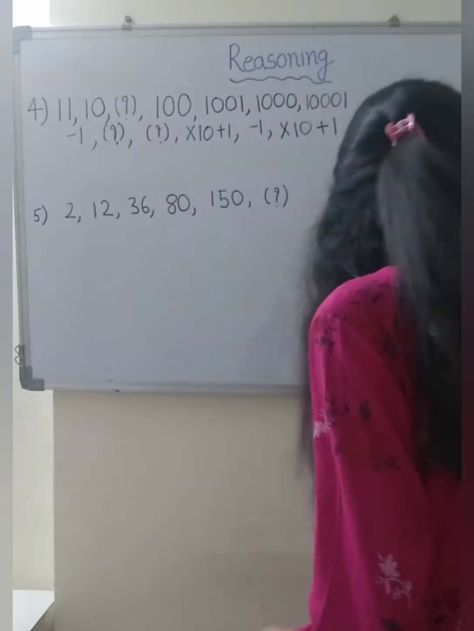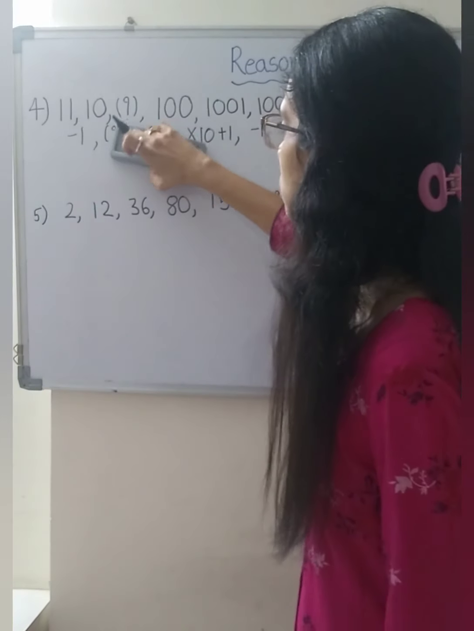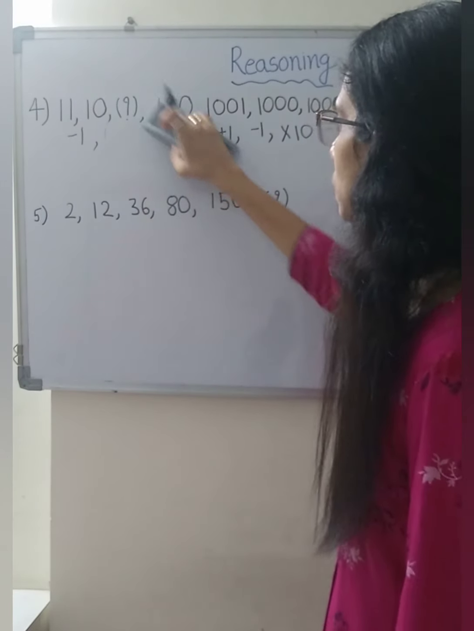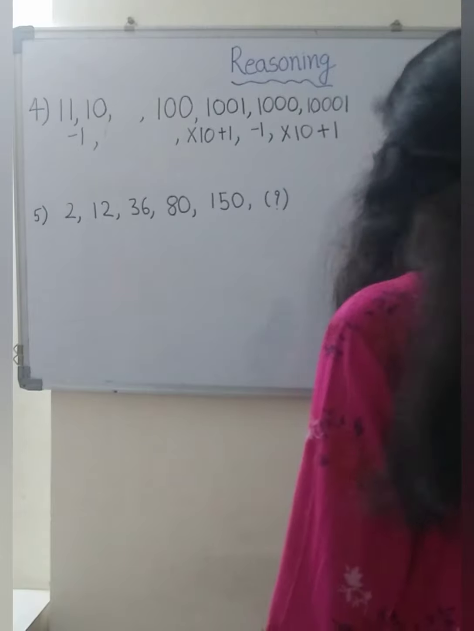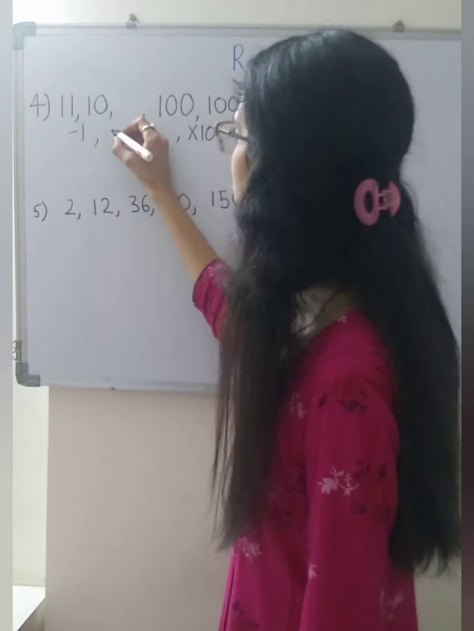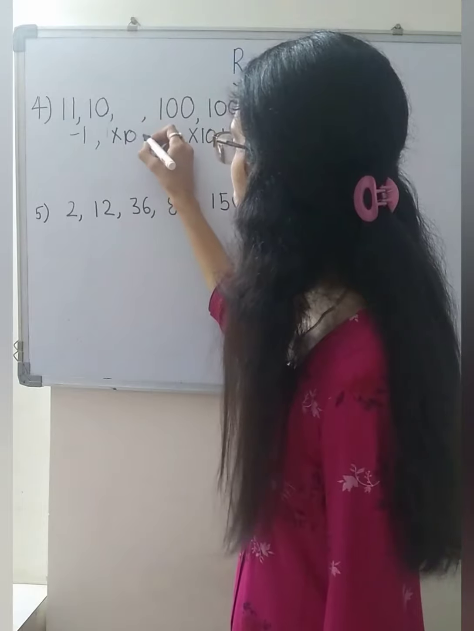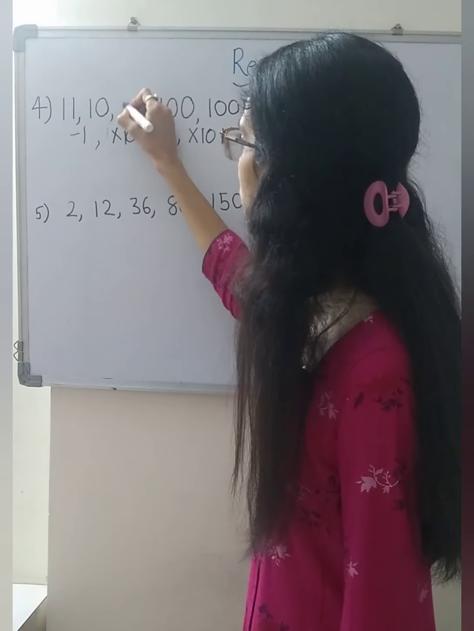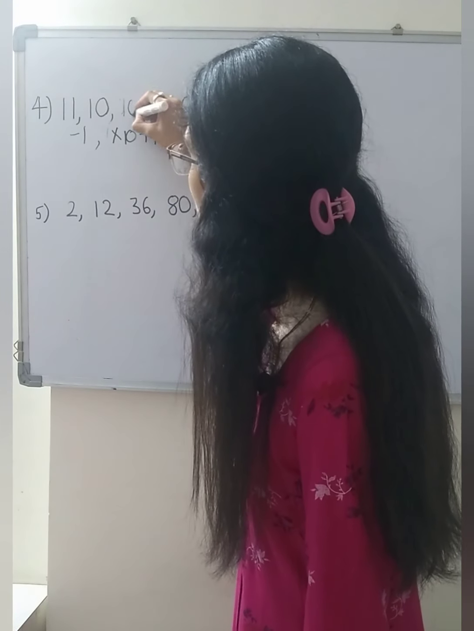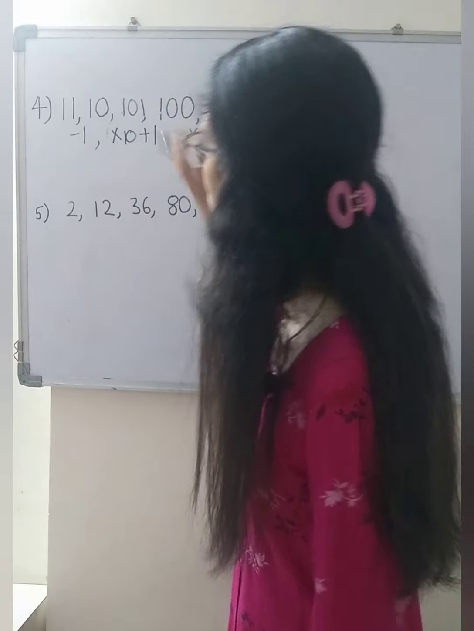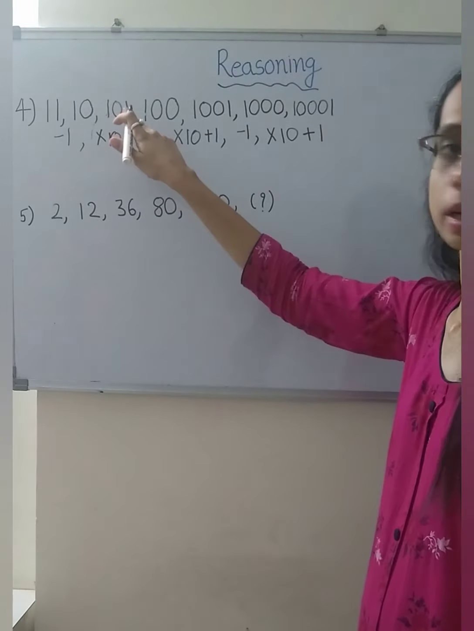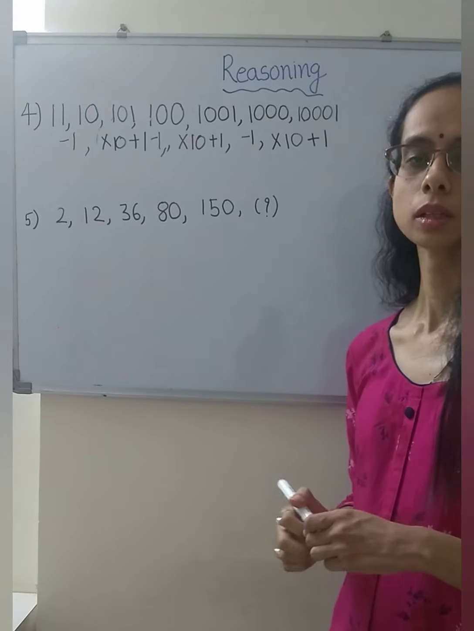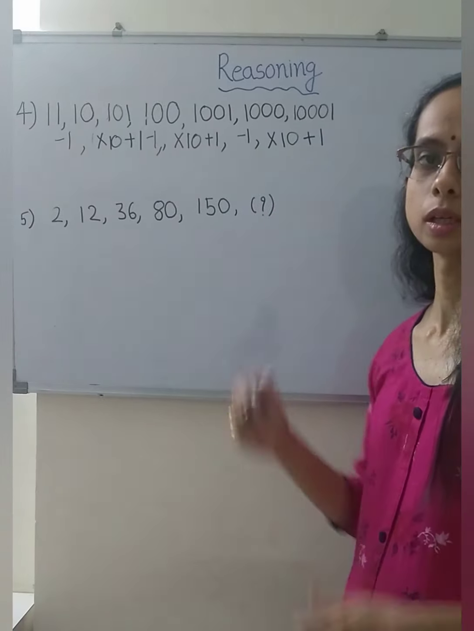Okay. So that's why we will write here -1 and then multiply by 10 plus 1. So 10 multiplied by 10 is 100 and 100 plus 1 is 101. So the answer would be 101, friends. Fine. And then again 101 minus 1 would be 100. So that way the pattern continuously is repeating.